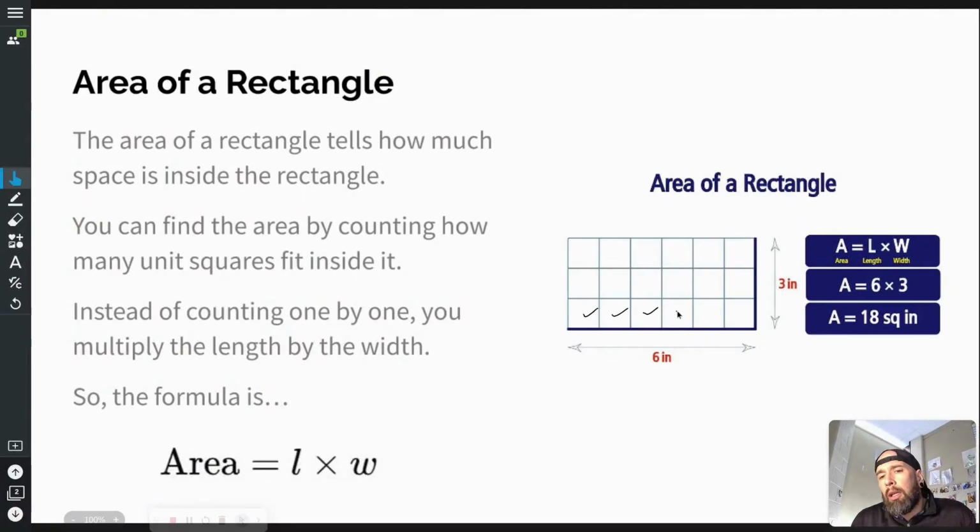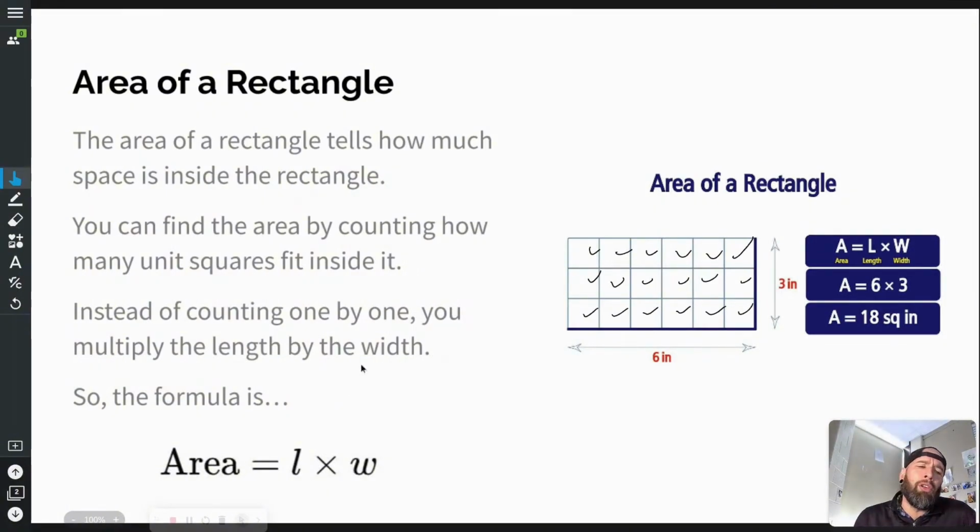1, 2, 3, 4, 5, 6, 7, 8, 9, 10, 11, 12, 13, 14, 15, 16, 17, 18. So 6 groups of 3 is 18. Makes sense. Well, then someone came along and said, well, just multiply the length and the width. So we have a formula where the area of a rectangle is just simply found by multiplying length times width. And that's all we're going to do today.